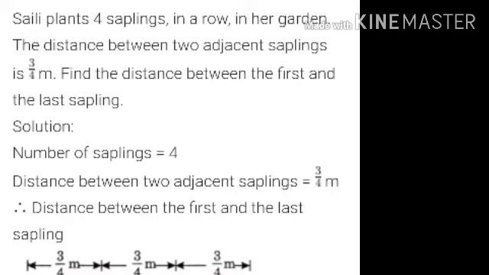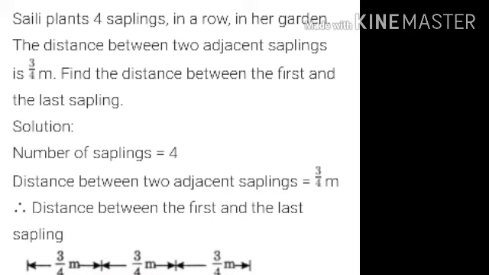Next problem is the word problem. Sally plants 4 saplings in a row in her garden. The distance between 2 adjacent saplings is 3 by 4 meter. Find the distance between the first and the last sapling. We have to find out the distance between the first and the last sapling.